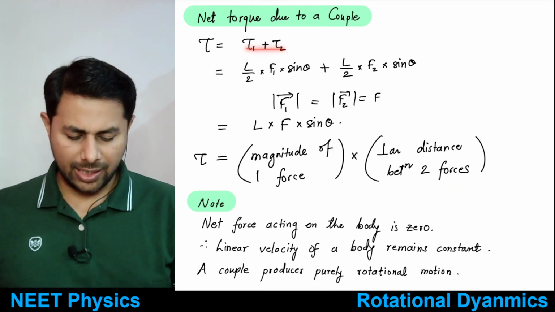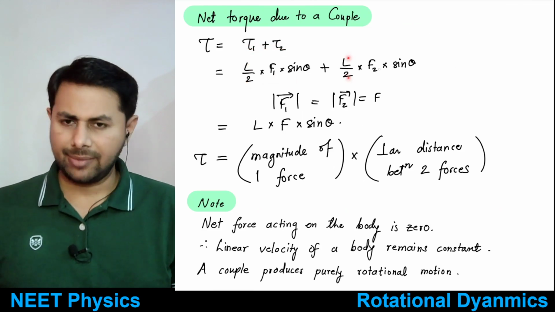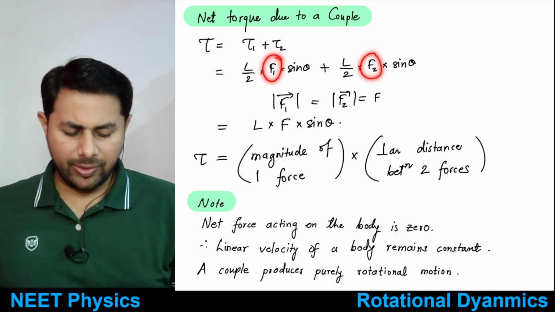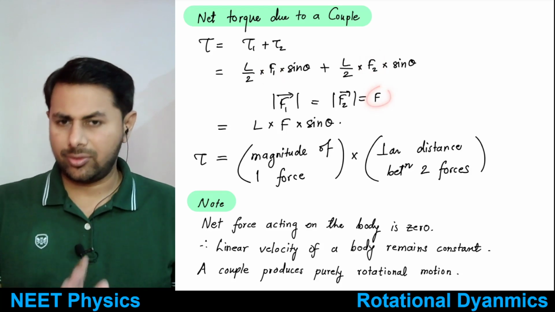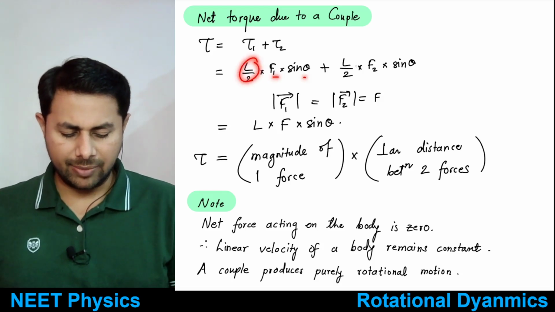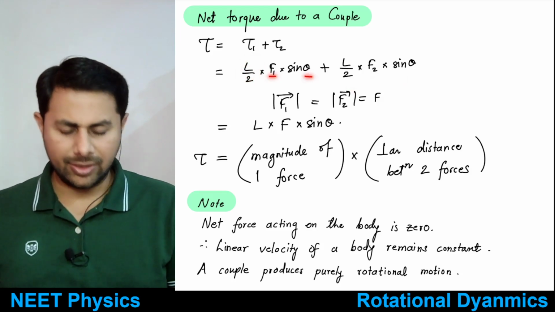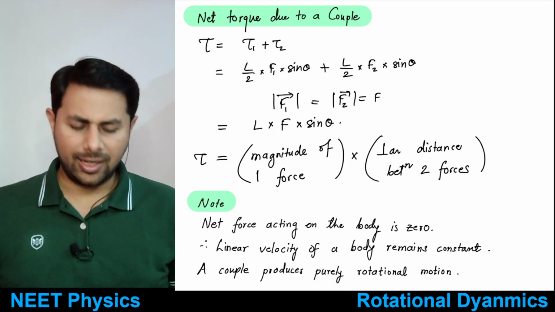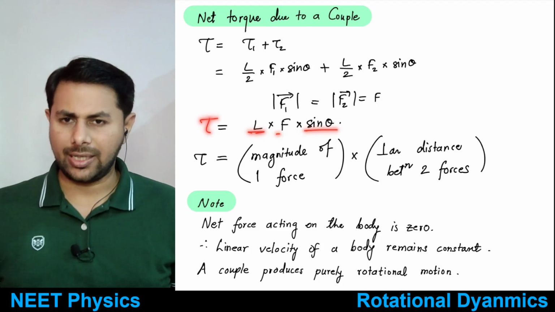So you get L by 2 times F1 sine theta plus L by 2 times F2 sine theta, and the magnitude of F1 and F2 is equal. So F1 is equal to F2 and suppose that is equal to F. So then you have L by 2 times F sine theta plus L by 2 times F sine theta. You can take F sine theta common, and then what is L by 2 plus L by 2? It is L. So the total torque is equal to L multiplied by F into sine theta.